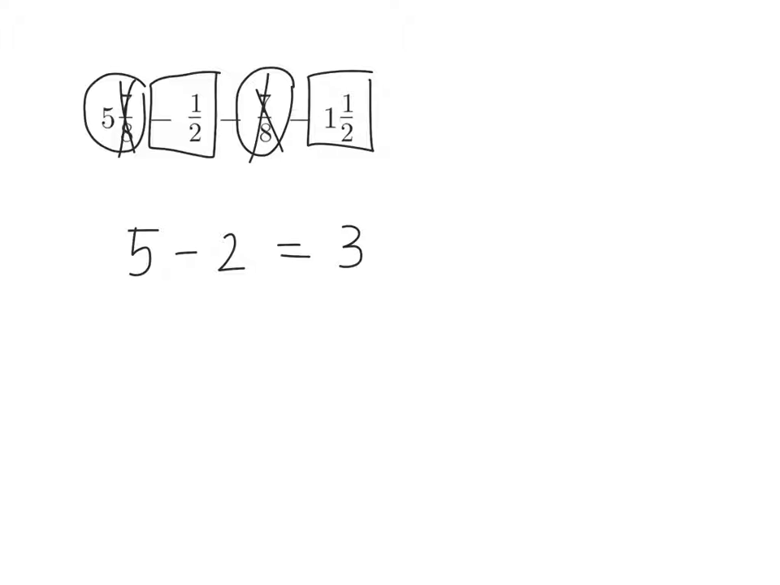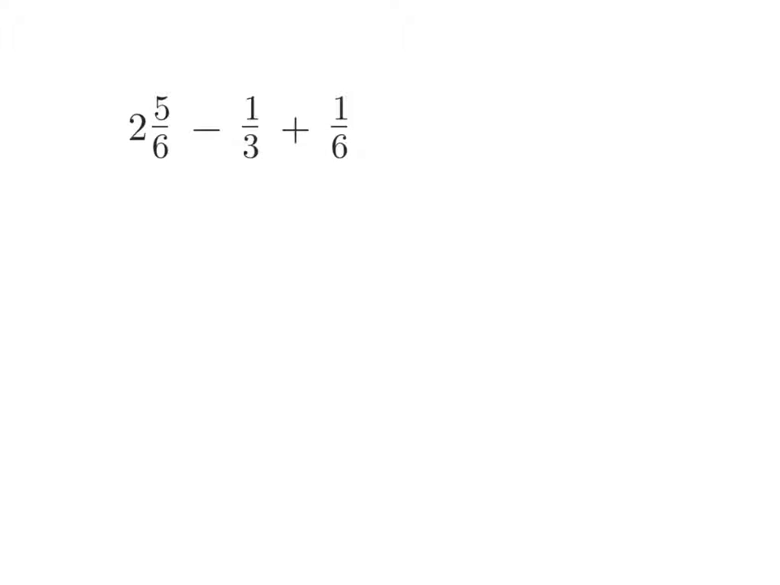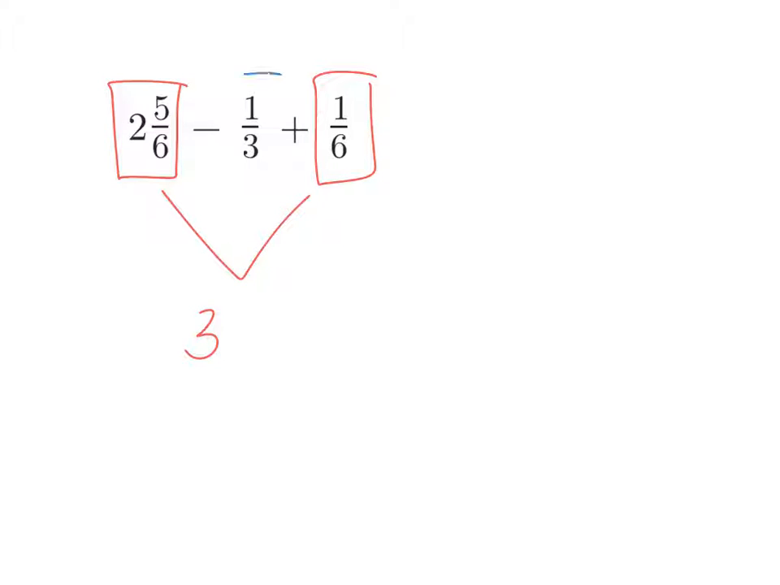You see that? Great. For this problem, we notice we have addition and subtraction. Yes? Let's talk about the addition part first. If I have 2 5/6 and I add 1/6 to it, what do I get? 3. And then I have to take away 1/3. If I have 3 and then I take away 1/3, how many wholes will I have left? 2. And what will my fraction part be?